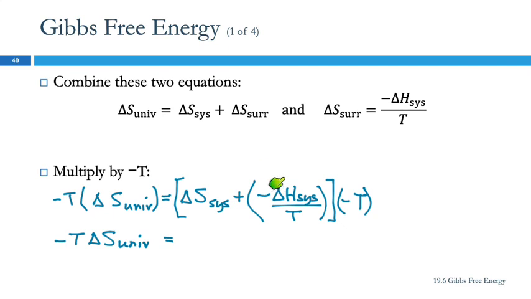And I'm going to reverse the order here, because when I multiply this one by negative T, I end up with positive delta H. Because this T is going to cancel out that T, and the negatives are going to cancel out. And then I've got delta S system times negative T, and so that's going to be negative T times delta S for the system.